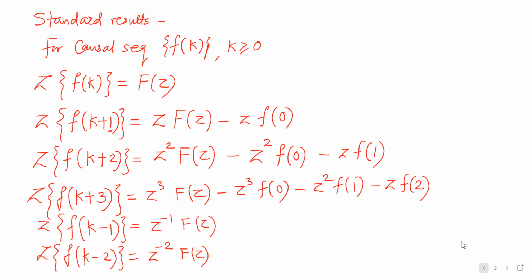See, f of k plus 1, it is z times F of z. So the starting power is the same, and you have to end at z raised to 1. All the remaining signs are minus. You can see that the power of the first term is the same. Only thing is this is the transform, capital F, and the rest of them are nothing but small f, that is, sequence values. Correct?